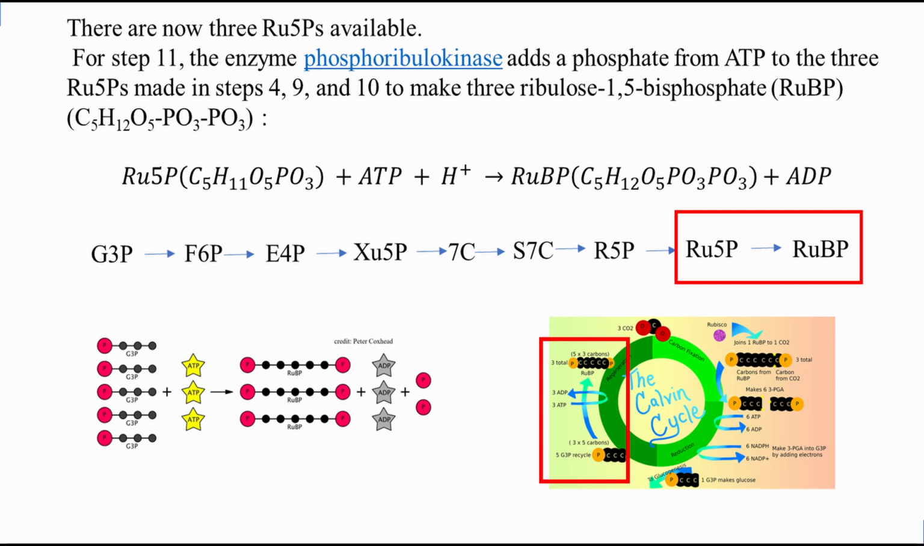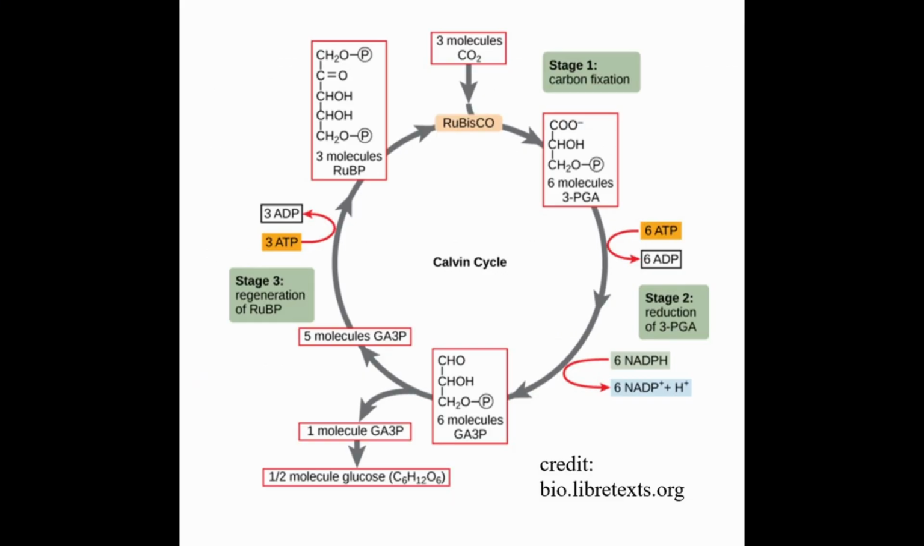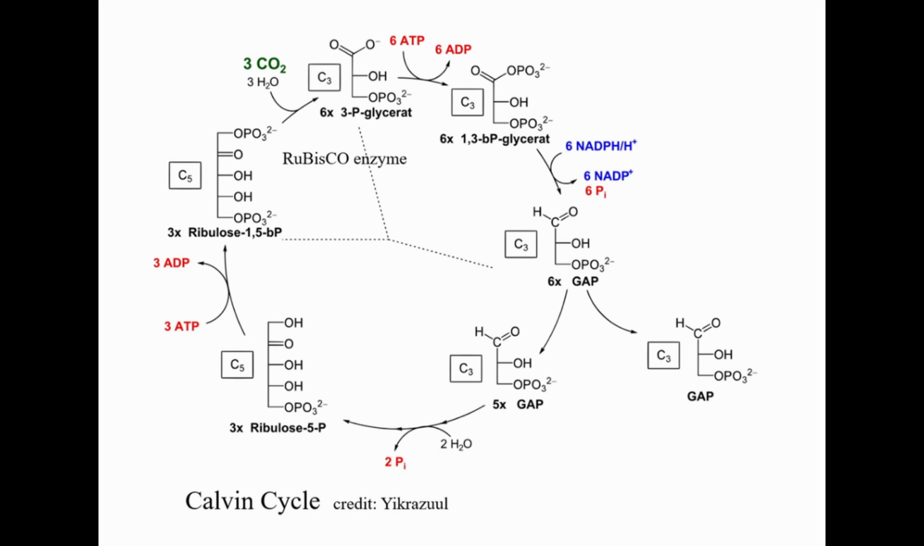For step 11, the enzyme phosphoribulokinase adds a phosphate from ATP to the 3 RU5Ps made in steps 4, 9, and 10 to make 3 ribulose 1,5-bisphosphate RuBP. Step 11 repeats 3 times to end up with the 3 RuBP needed for the next Calvin cycle. In the next set of figures, I show 3 researcher presentations of the Calvin cycle of photosynthesis.